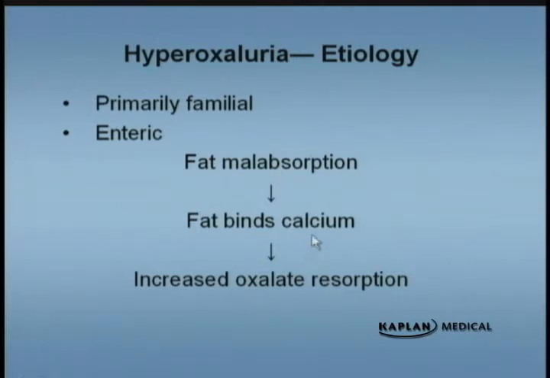So you see this fat malabsorption? It's binding the calcium. And when you're binding the calcium, you're increasing the oxalates being absorbed. Now, oxalate and citrate can be a good thing to bind calcium. But if the calcium is otherwise bound up with free fatty acids in fat malabsorption, that means you have increased oxalate absorption, and the increased oxalate results in increased oxalate in the urine.